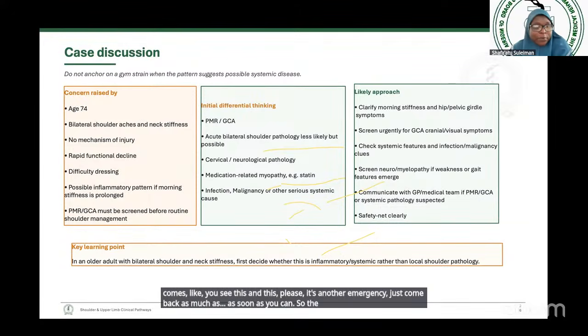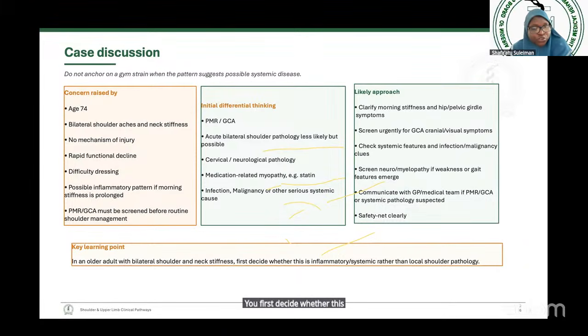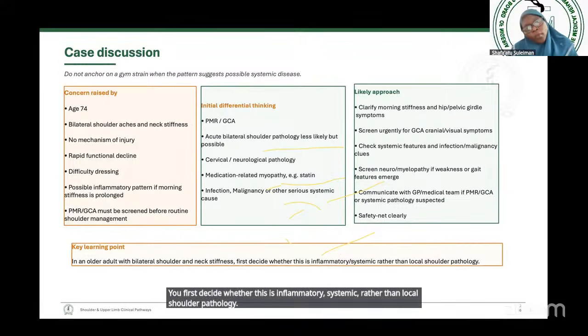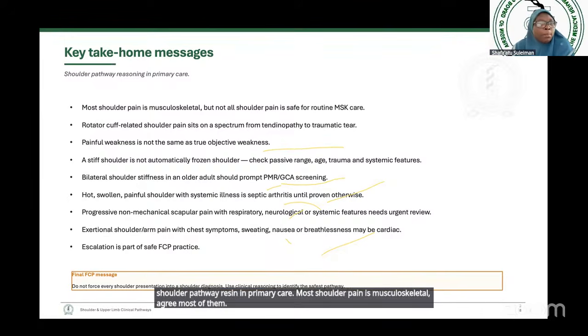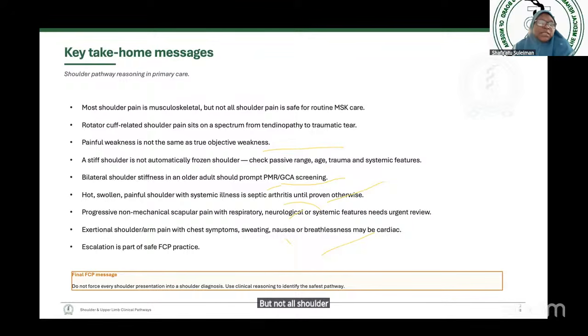So the key learning point is that in an older adult with bilateral shoulder and neck stiffness, you first decide whether this is inflammatory, systemic, rather than local shoulder pathology. Thank you. So the key take-home message for today: shoulder pathway reasoning in primary care. Most shoulder pain is musculoskeletal, agreed, most of them, but not all shoulder pain is safe for routine MSK care.